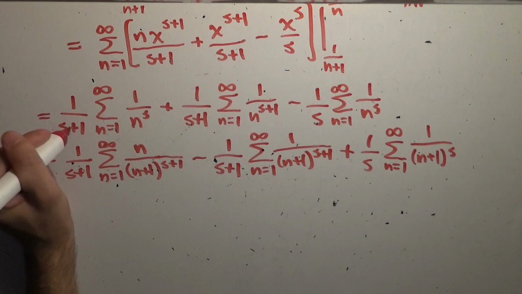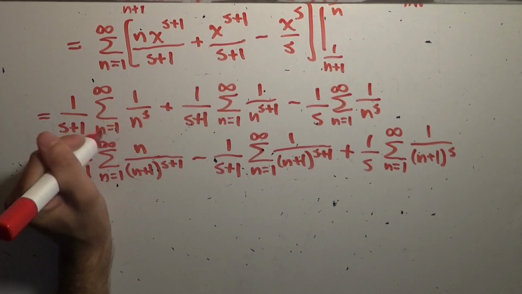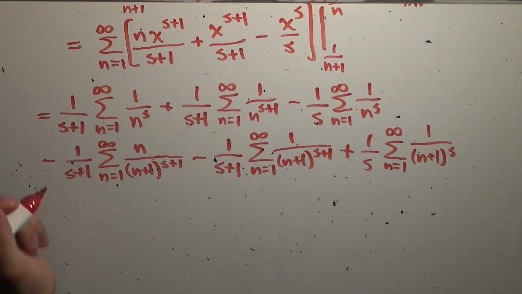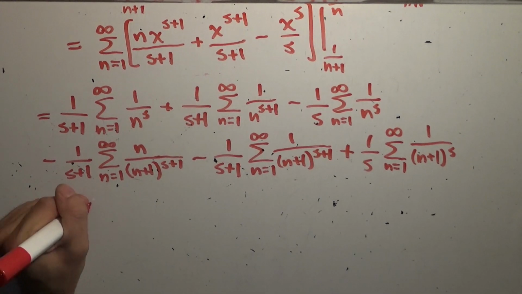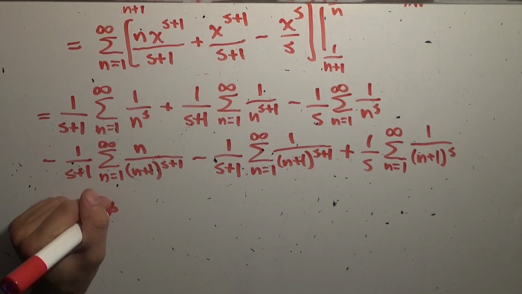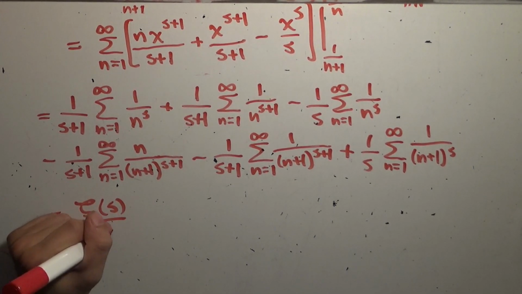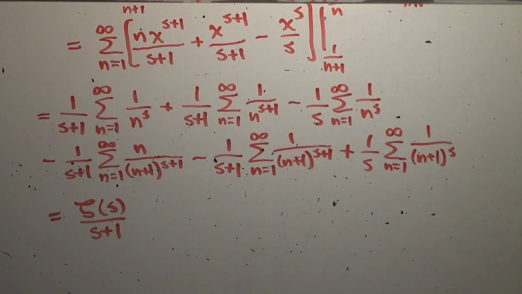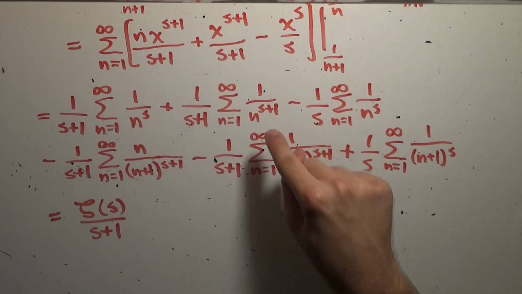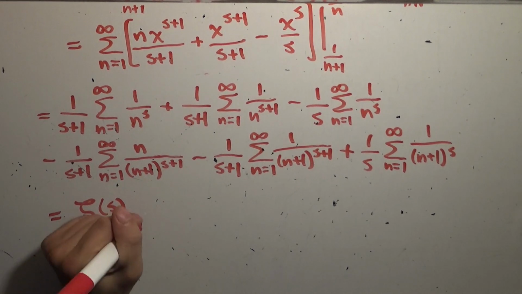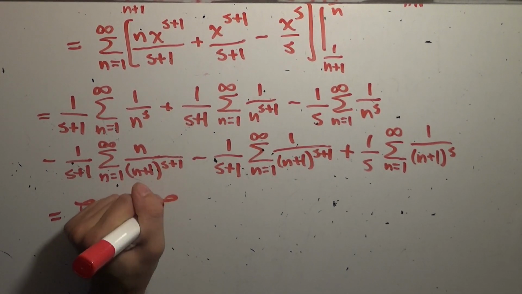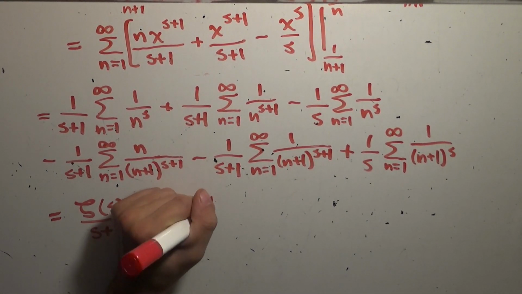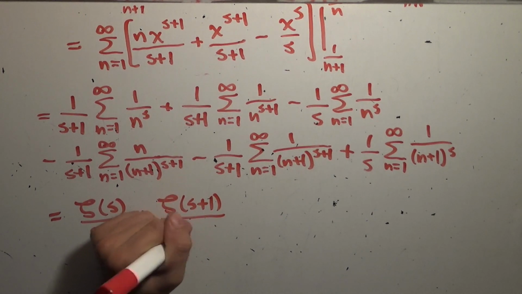So this first part is going to be 1 over s plus 1 times zeta of s, right? This is the Riemann zeta function. So this is going to be zeta of s divided by s plus 1. That's the first term right there. And this is zeta of s plus 1 divided by s plus 1. So plus zeta of s plus 1 divided by s plus 1.